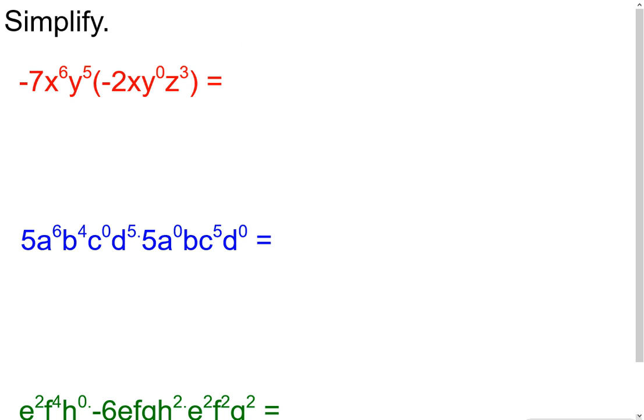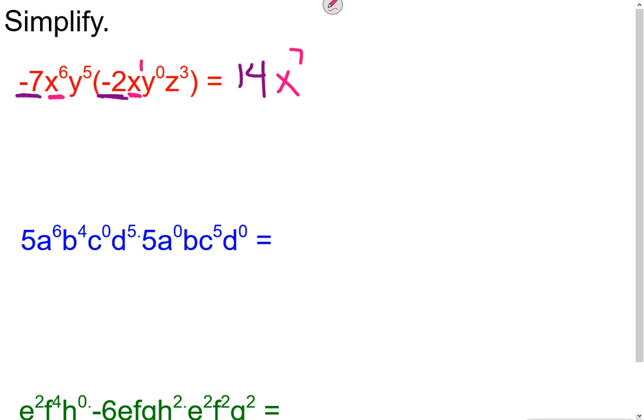Here's another one, just more variables, more exponents. The concept is not going to change any. So again, I'm going to start with my numerical part. So I have the negative 7 times negative 2. That's going to put us at 14. I would then go to the x's, because again, I like to go in alphabetical order. So if I have x to the 6th times, remember this is x to the first power, I'm going to have x raised to the 7th power.